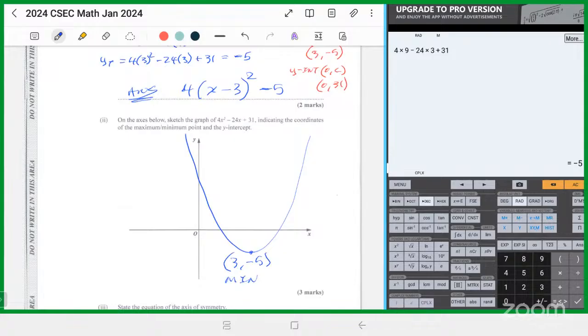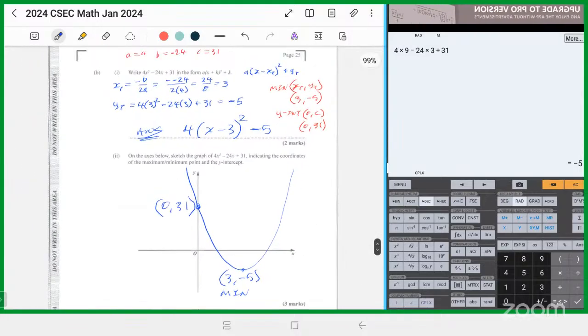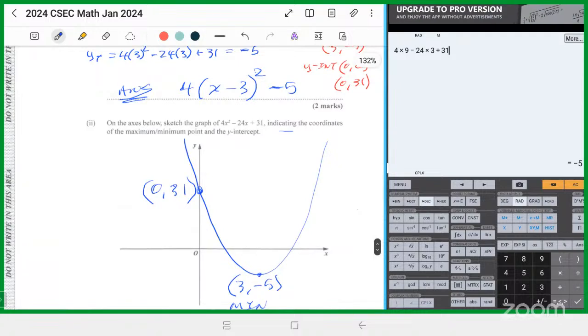You'll understand if you put min. And the y-axis intercept here is 0, 31. That's what it asked us to show. It said indicating the coordinates of the minimum point and the y-intercept. Coordinates is plural, so you have to show the x and the y value, that's why I put the 0 and the 31, not just 31. And that's a sketch of it.